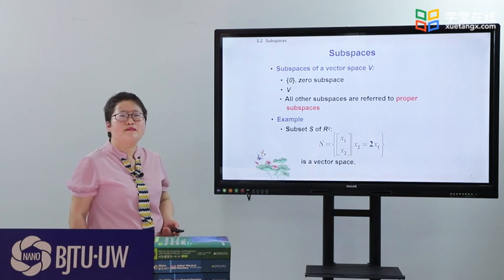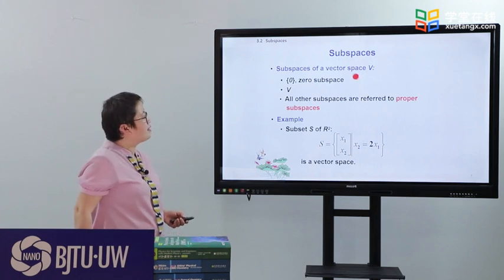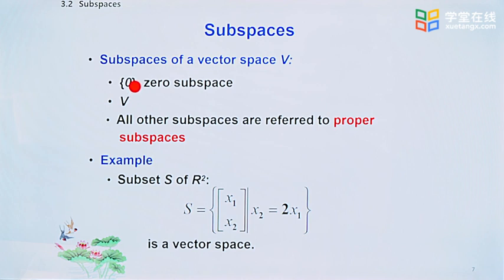Subspaces, we consider some examples. For any vector space V, we know that the zero set is a subspace. We call it the zero subspace. And the whole set V also is a subspace, of course. And all other subspaces are referred to as proper subspaces.